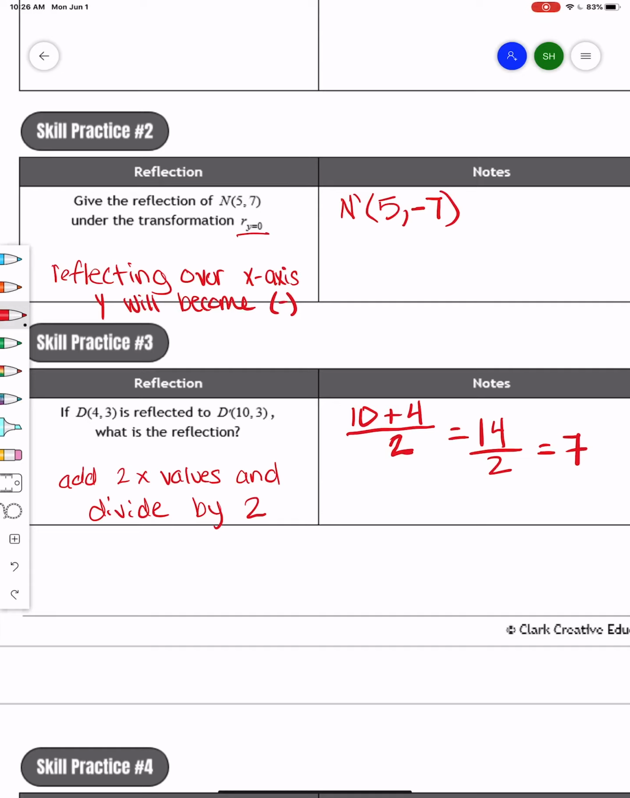Once I have my number, I know that is what I'm reflected over. So my reflection is R, X equals 7. Okay? The reason it is X equals 7 is because that is what we used. We used our X. So the line that it is reflected over would be where X is 7.